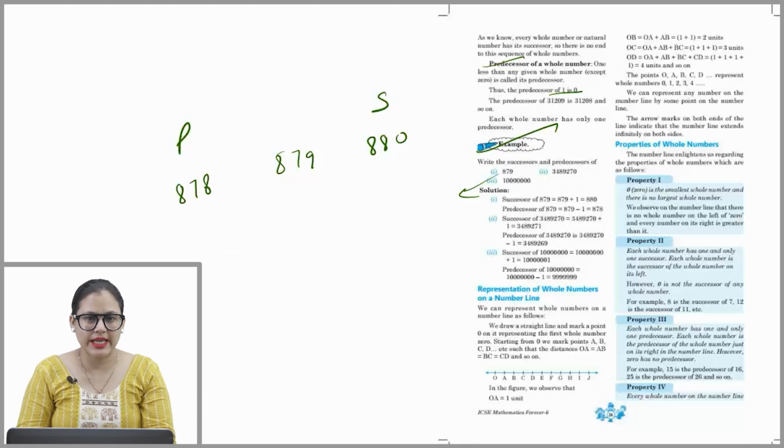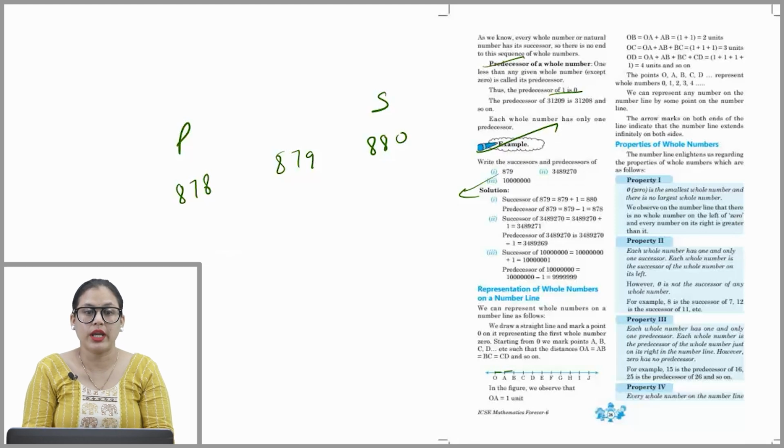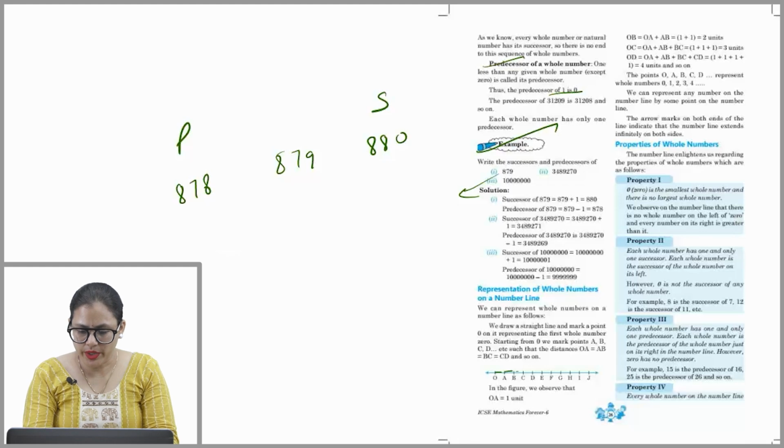We draw a straight line and mark a point O on it, representing the first whole number 0. Starting from O, we mark points A, B, C, D, etc. such that the distance OA is equal to AB is equal to BC is equal to CD. Okay. In the figure, we observe that OA is equal to 1 unit. Okay. Now, OB is what? OB is equal to OA plus AB.